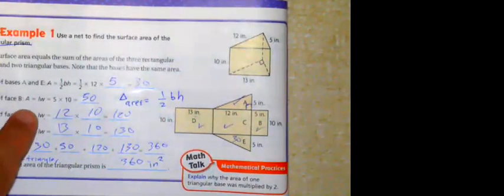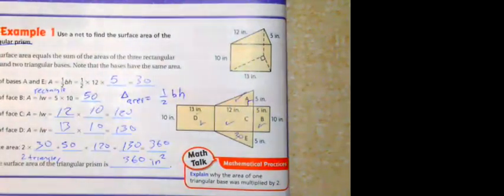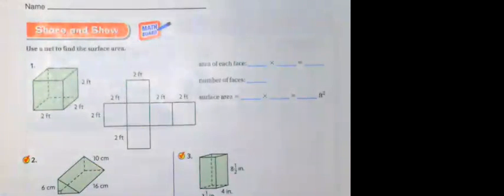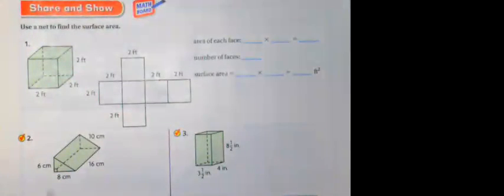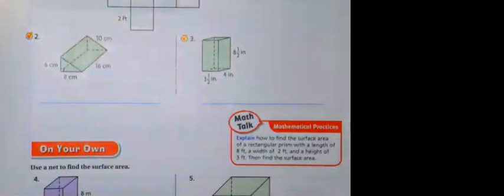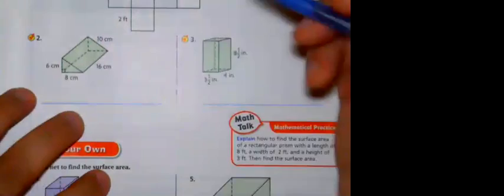Remember, area is length times width for a rectangle, and it's base times height on a triangle. Okay. So let's go ahead and look at a few more. Okay, let's go ahead and let's look at 2. So let's go ahead and get our sides. Okay. So we have 2 triangles.